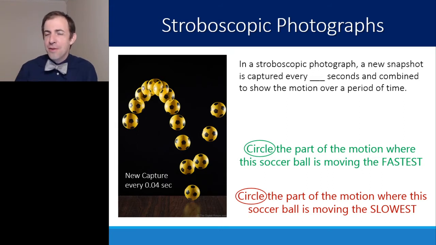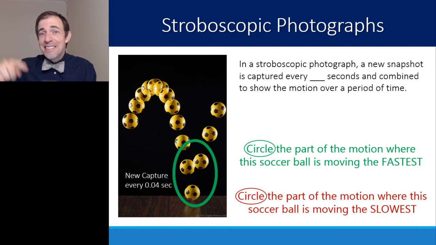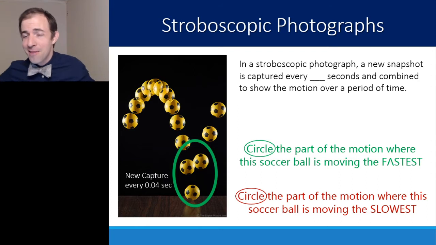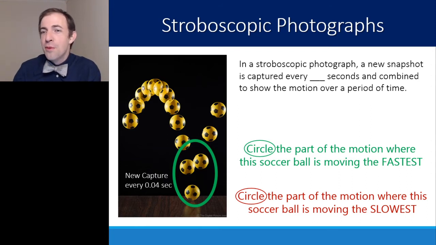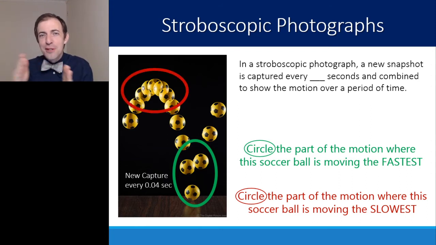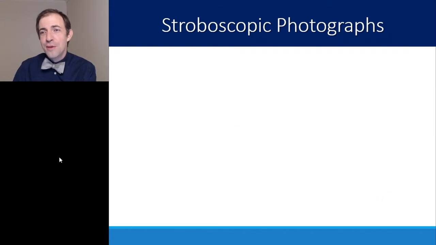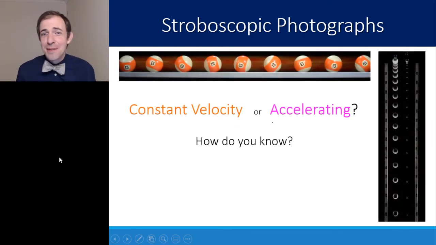Well, the nice thing here is every exposure, every picture that's taken, is taken over the same time interval, which means that if it's moving really fast, we expect longer distances in between those pictures. Basically, if you are opening your eyes every second, something that's moving fast is going to move farther each second. Where it's moving slowest is where the objects are closest together. And we can see lots of cool examples of this used in sports, but we can also use this idea to see if something's moving at a constant velocity or changing its velocity.